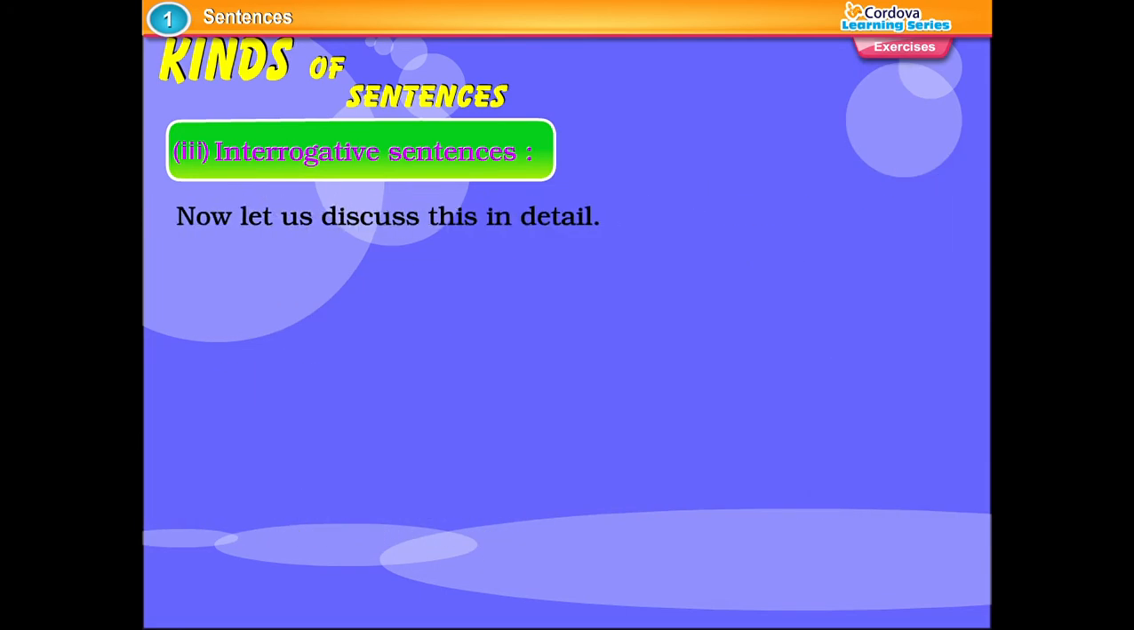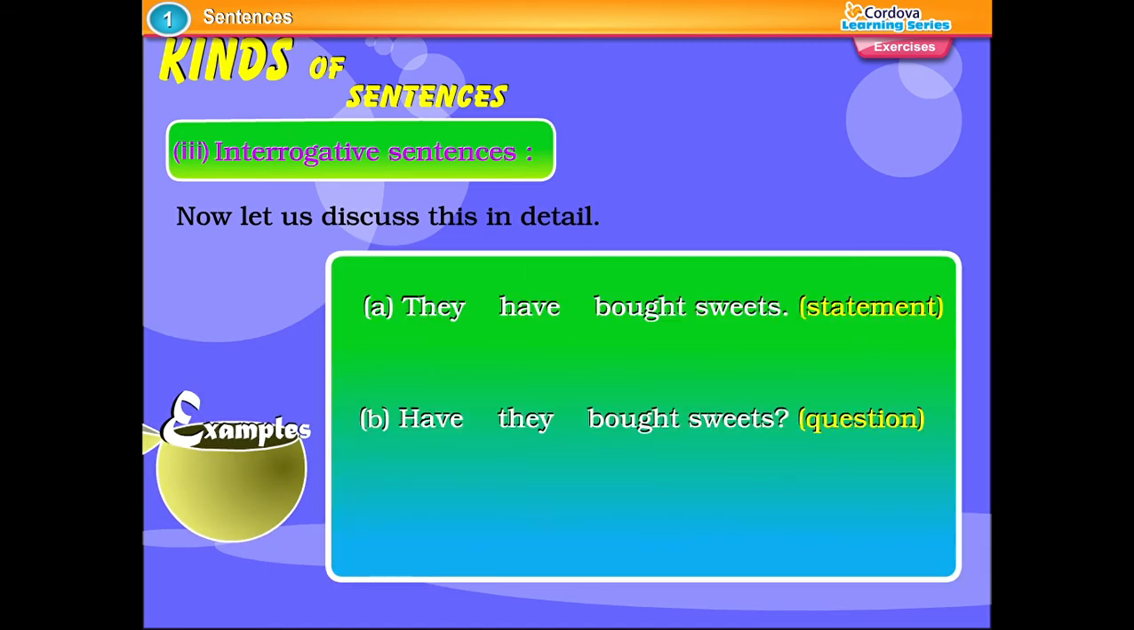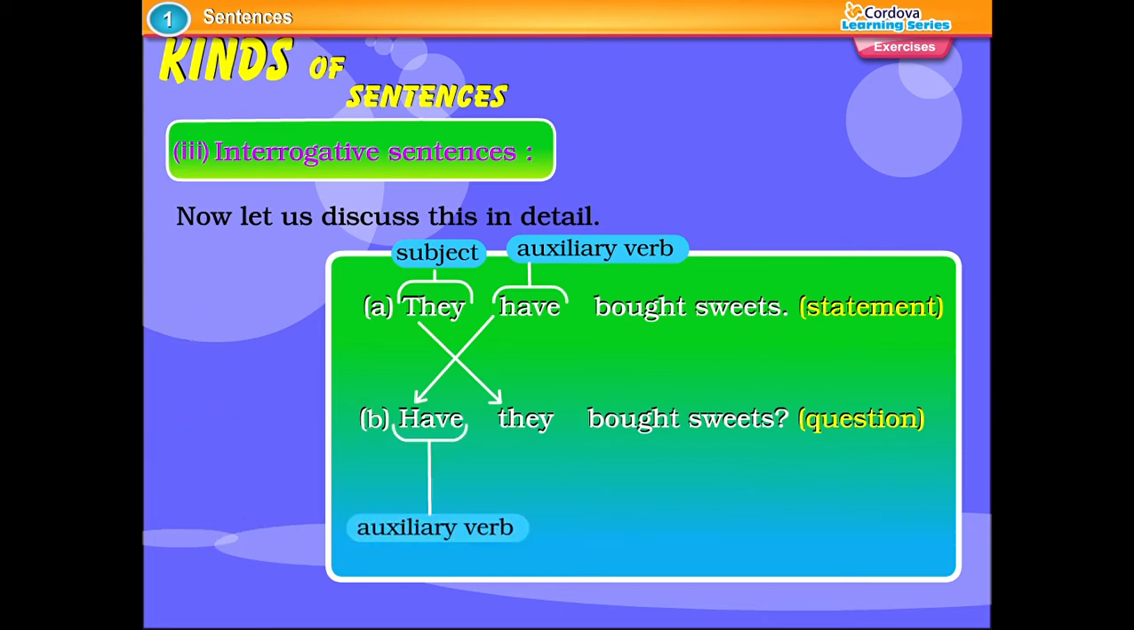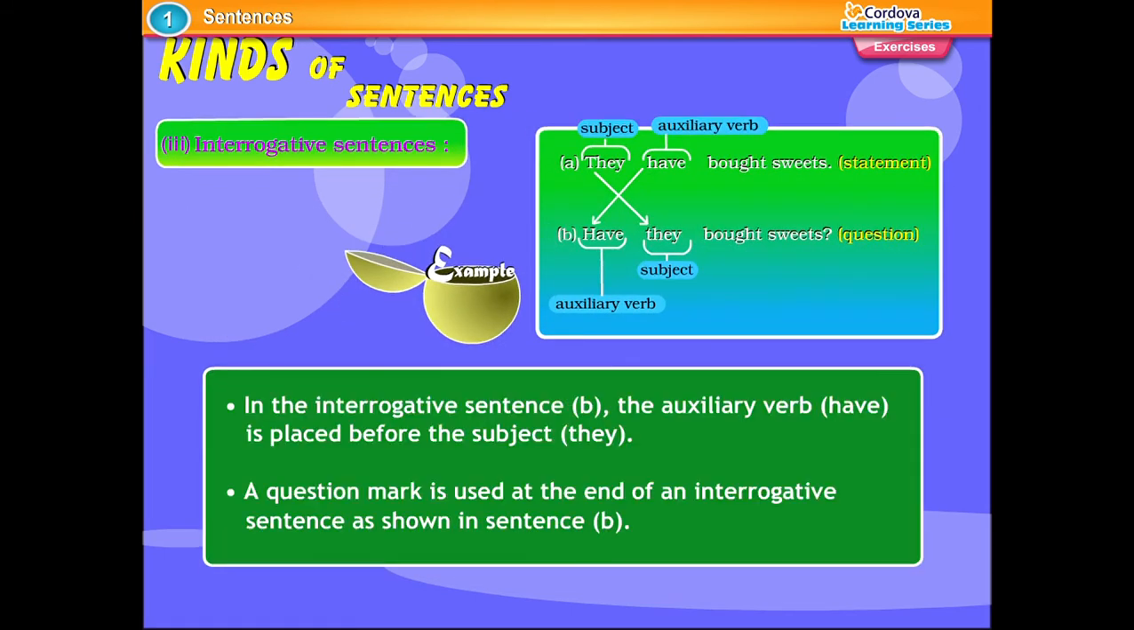Now let us discuss this in detail. Examples: they, subject. Have, auxiliary verb. Bought sweets, statement. Have, auxiliary verb. They, subject. Bought sweets, question. In the interrogative sentence B, the auxiliary verb have is placed before the subject they. A question mark is used at the end of an interrogative sentence as shown in sentence B.